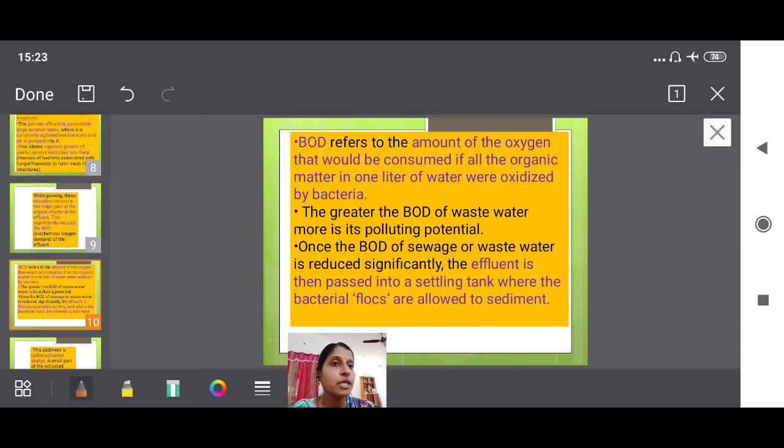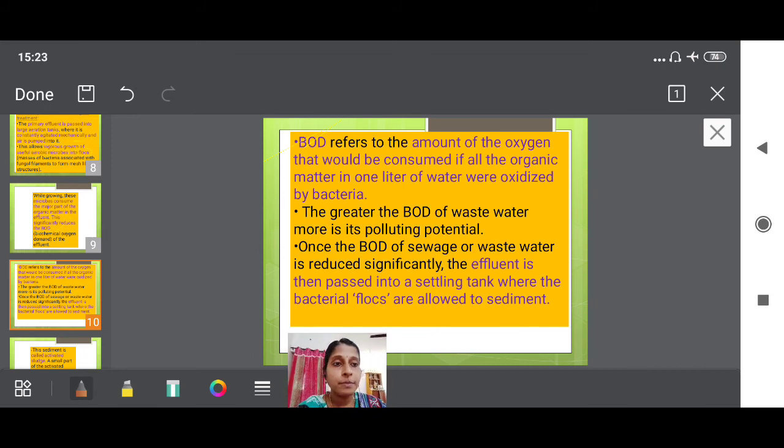So what is BOD? It refers to the amount of oxygen that would be consumed if all the organic matter in 1 liter of water were oxidized by bacteria, which means that I am taking 1 liter of water, and how much organic matter is present in it, that is being consumed using how much amount of oxygen, that is called as what? Biological oxygen demand. If more organic matter is present, then the demand for oxygen will be more.